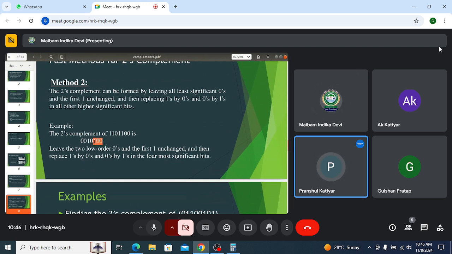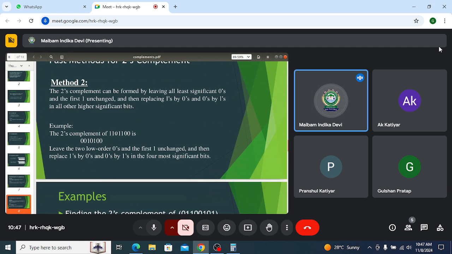Clear? That one also you keep unchanged. After that, the first one you encounter, you keep it unchanged. After that, wherever there are ones, you replace by zeros. Wherever there are zeros, you replace by ones. Yes. So that is how you find two's complement.